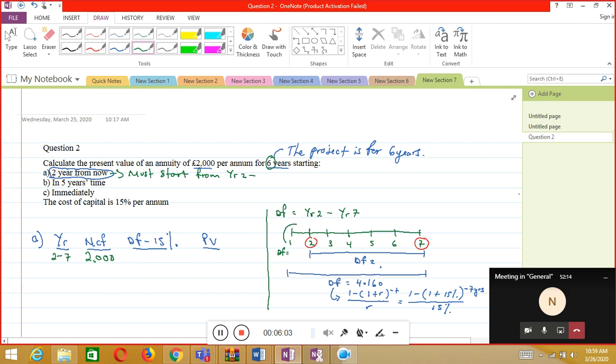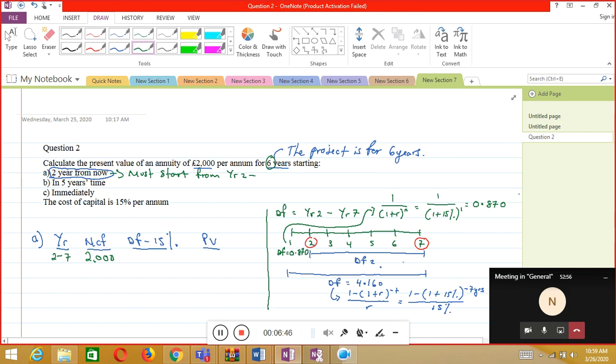How do you find the year 1 discount factor? 1 over 1 plus r power of n, so 1 over 1 plus 15% power of year 1. You get 0.870.